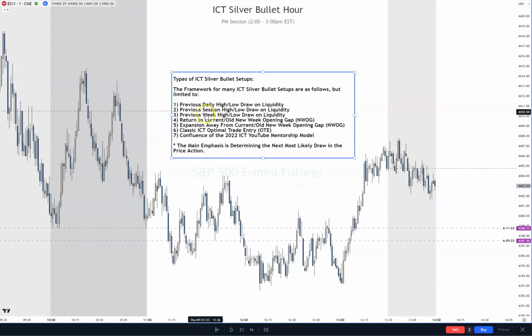So when he has these Silver Bullet setups, he says you can use the previous daily high or low as the next draw in liquidity, a previous session high or low as a draw in liquidity, previous week high or low. You can return to a current or old new week opening gap. You can have expansion away from a current or old new week opening gap, the classic ICT optimal trade entry, or the confluence of the 2022 ICT YouTube mentorship model.